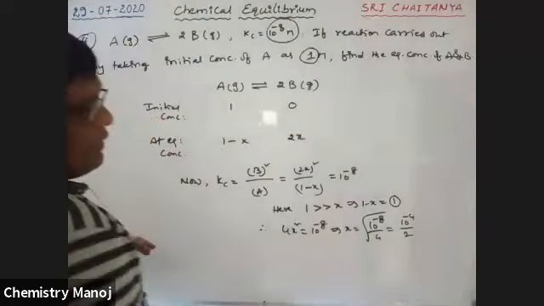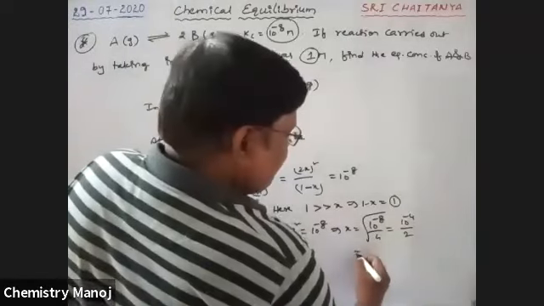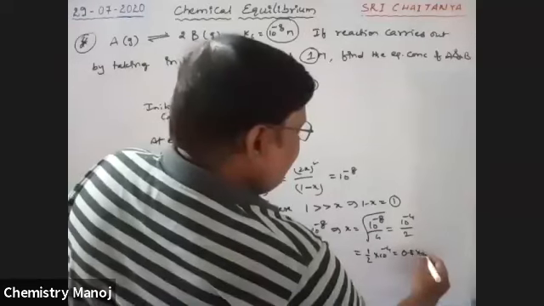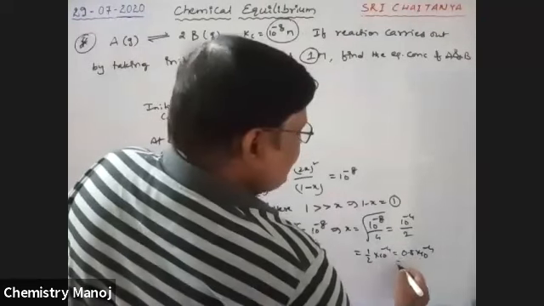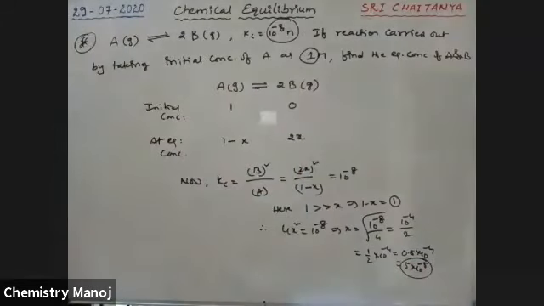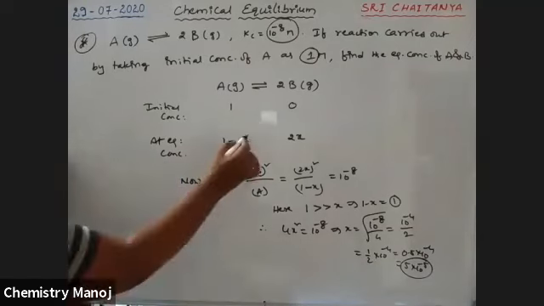So, how much is the value? That is 1 by 2. x is equal to 1 by 2 into 10 power minus 4, which is equal to 0.5 into 10 power minus 4, which is equal to 5 into 10 power minus 5. 5 into 10 power minus 5 is the x value. Substitute those x values here.